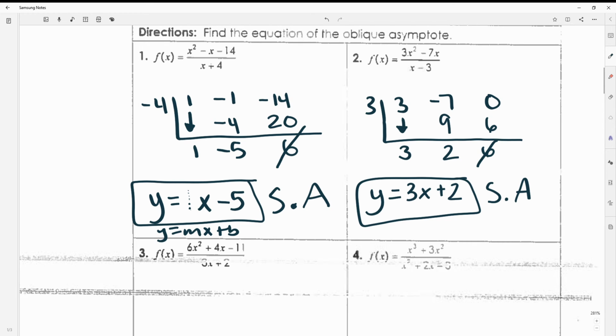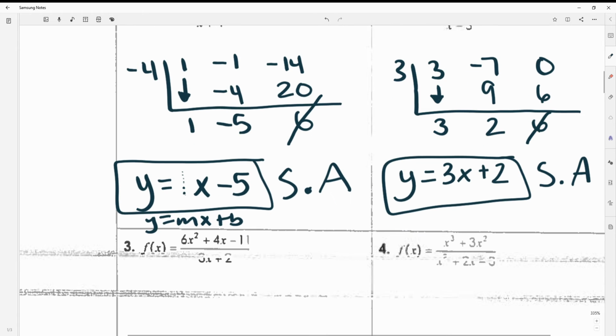Okay. Alright, these next two methods, I don't know how well you can see that. I don't know why the printer's printing that way, but I'm going to rewrite it in case you can't really see it that well. That's a 3x plus 2. Okay, so this method we're actually going to use the other type of division.